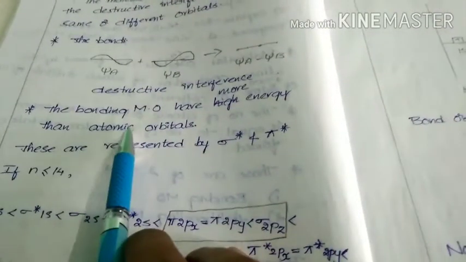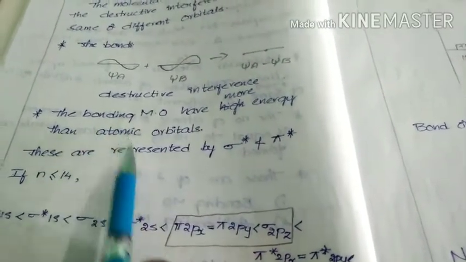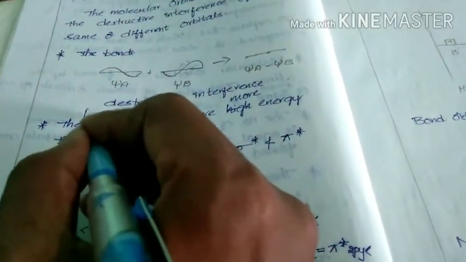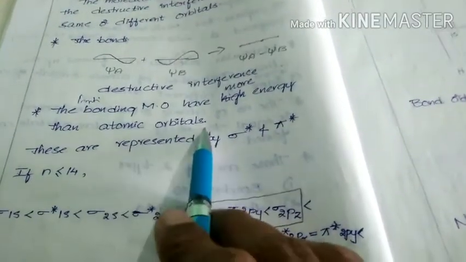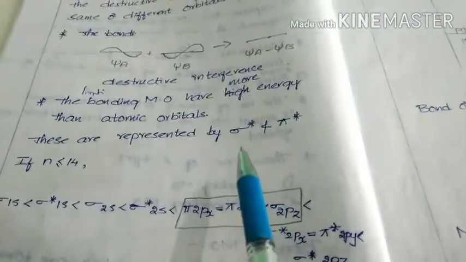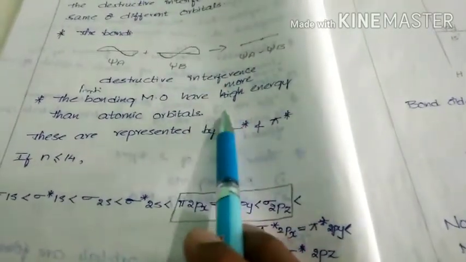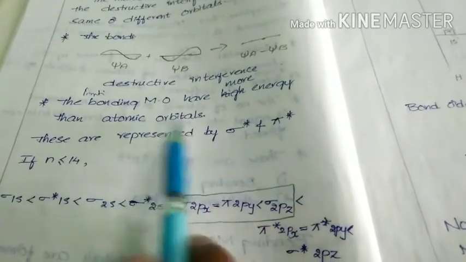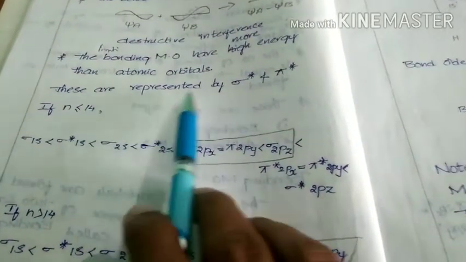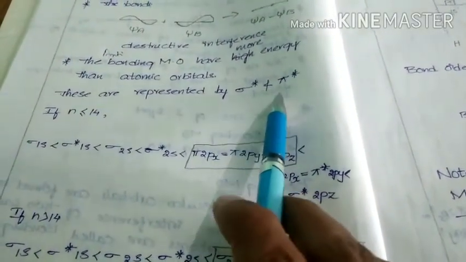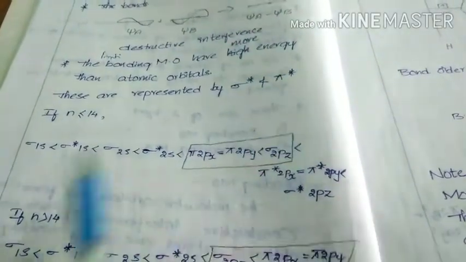Here the point is, the anti-bonding molecular orbitals, not bonding, have more energy than atomic orbitals. In the case of bonding molecular orbitals, they have less energy due to constructive interference, but in this case they have more energy due to destructive interference. Next, these are represented by stars: sigma star, pi star and delta star.